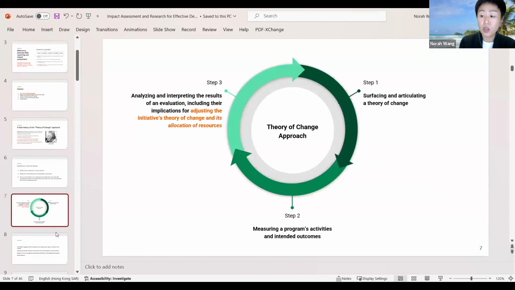That's why, for impact measurement or impact management, it is critically important to adopt the theory of change approach. The first step is surfacing and articulating a theory of change, and we will very quickly come to how to do that. The second step is to measure and map out a program's activities and intended outcomes. The third step is to analyze and interpret the results of an evaluation, including implications for adjusting the initiative's theory of change and its allocation of resources. Initiative here could also be a program, or any type of project.